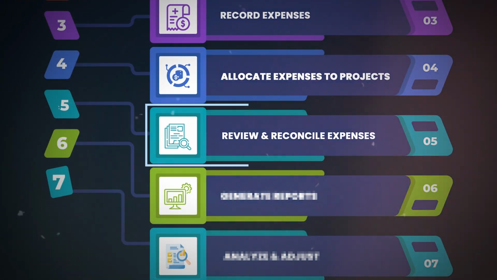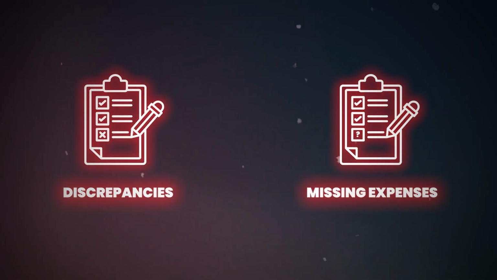Step number five, review and reconcile expenses. Reconcile transactions with your bank and credit card statements to identify discrepancies or missing expenses. It's important. Address any errors promptly to maintain the integrity of your financial data.